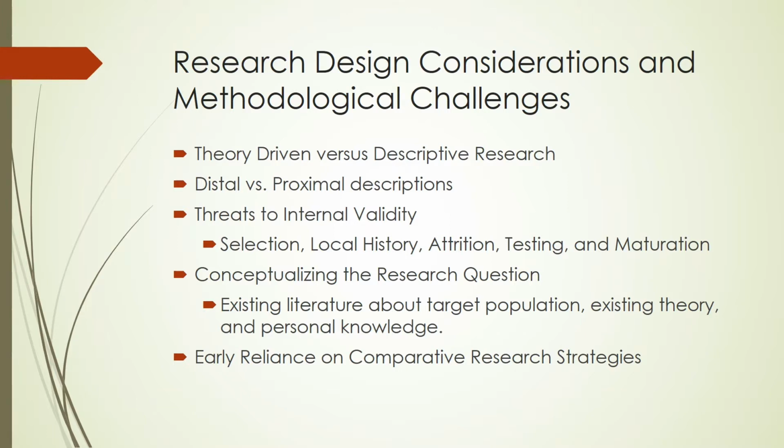Have we looked at all of the existing literature about our target population, existing theory that's been used, and our personal knowledge of the target population? And then how are we considering and hopefully moving away from the early reliance on comparative research strategies, where minority populations were simply compared to a majority population without a basis in much theory or research design?